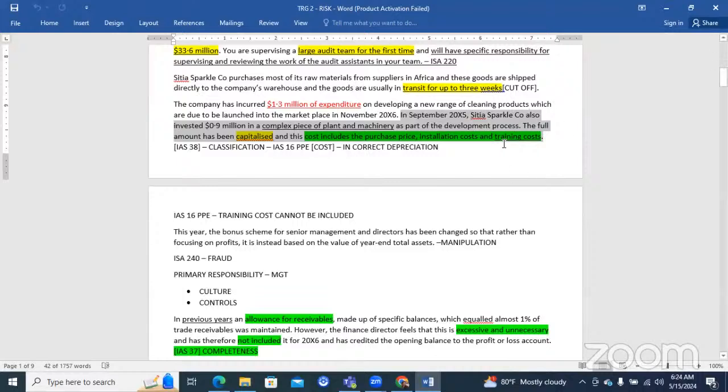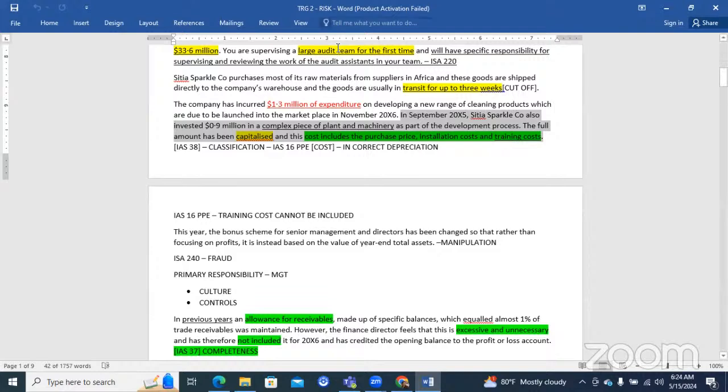When we include training cost, my cost is overstated. If my cost is overstated, definitely my depreciation value is also misstated. Therefore, you can take this 0.9 million as an overstatement of cost under IAS 16. Another audit risk you can identify is incorrect depreciation. You can take both here, so two audit risks you can discuss here.